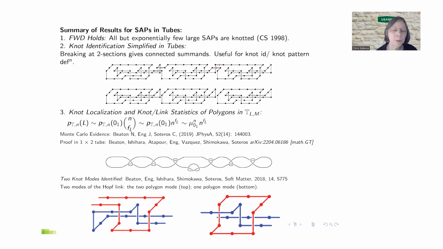But none of that has been proved, except that we have been able to prove it for the special case of the 1x2 tube. That's the smallest tube that admits non-trivial knots and links. We believe it holds for other tube sizes, and we have numerical evidence based on Monte Carlo simulations that it does hold for other tube sizes. But this proof that we have for the 1x2 tube is the first proof of any kind of this conjecture. So I just want to talk to you about the ingredients of the proof, to show you that even though we're in the tube, even doing it for the smallest case is non-trivial.